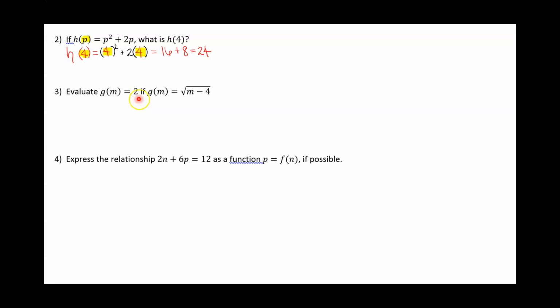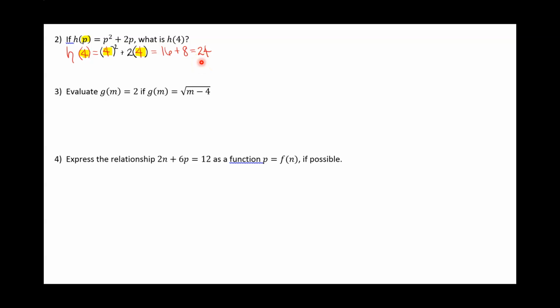Now notice the difference between what we just did and this one. In the last one it said find h of 4. It was putting 4 in the place of p. This doesn't say find g of 2. This says find out where g of m is equal to 2. So if you'll notice back here, we plugged in 4 and we found 24. 4 was our input value, 24 was our output value.